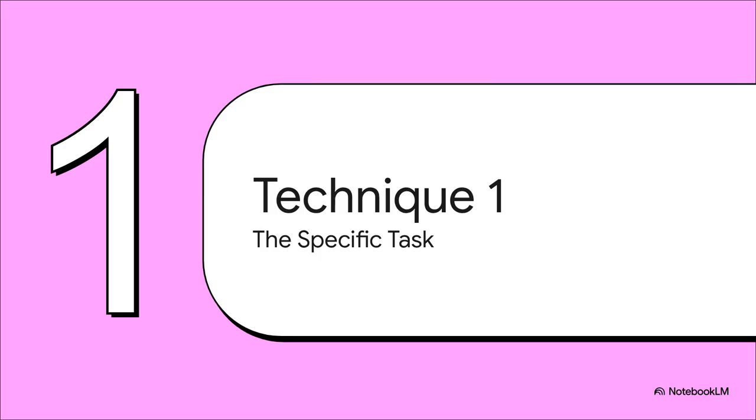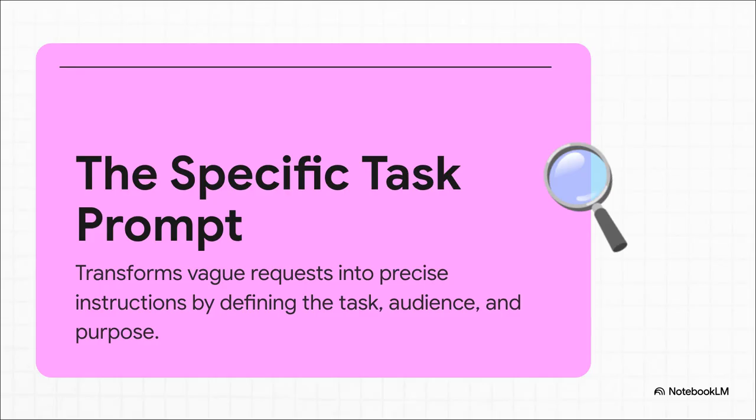All right, first up, technique number 1, the specific task. This is the foundation for everything else, and it's where we stop asking and really start instructing the AI. So here's the thing you have to remember. The AI, it's brilliant, but it's also clueless. It has no idea about your world, right? It doesn't know your audience, it doesn't know your goals, it definitely doesn't know what you talked about on your last call. The specific task prompt is how you give it all that vital context.